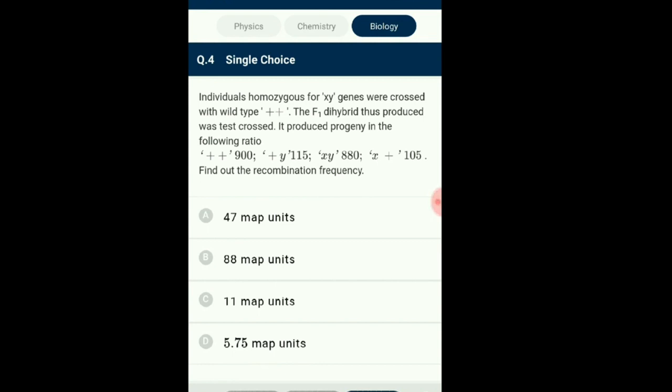The following formula can be used to calculate the recombination frequency: RF equals NR by TP into 100 map units, where RF is recombination frequency, NR is the number of recombinants, and TP is the total number of progeny. The total number of recombinants in this case is 115 plus 105 equals 220, and the total number of progeny is 900 plus 115 plus 880 plus 105 equals 2000. So the recombination frequency is 220 by 2000 into 100 equals 11 map units. So the answer is option C, 11 map units.